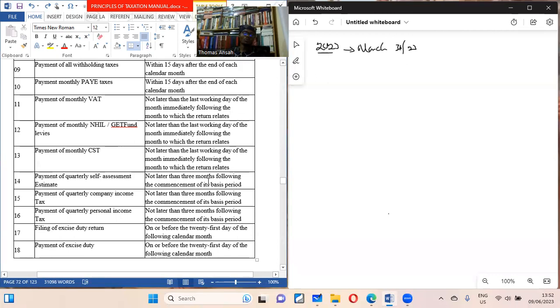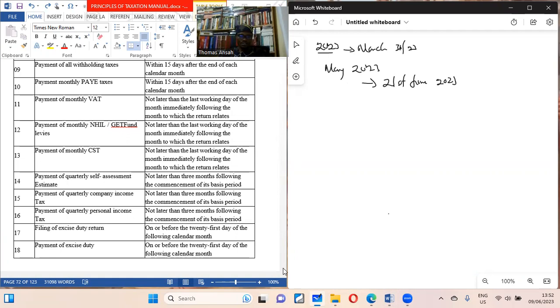Then we have the filing of excise. Excise is 21 days, so on or before the 21st day. So excise for May 2023 should be filed by what? 21st June 2023. So these are the things that you need to know.